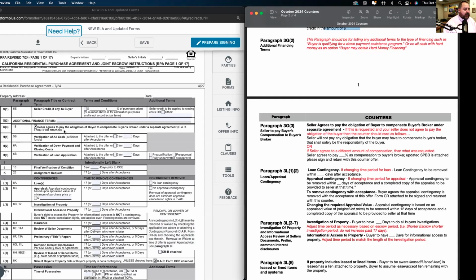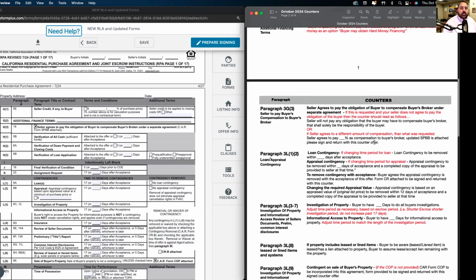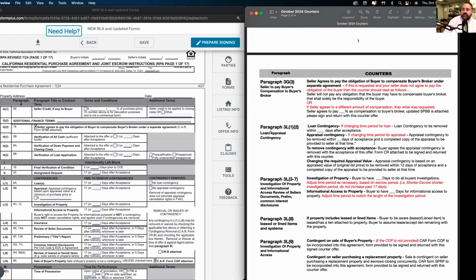3G3, seller agrees to pay the obligation of buyer to compensate buyer's broker under a separate agreement, SCAR, SPBB. So here's the newest thing that we're all dealing with as listing agents, and probably the most conversations I've had about countering is this paragraph. So here it goes. Seller agrees, right, to pay the obligation of buyer's broker under a separate agreement.